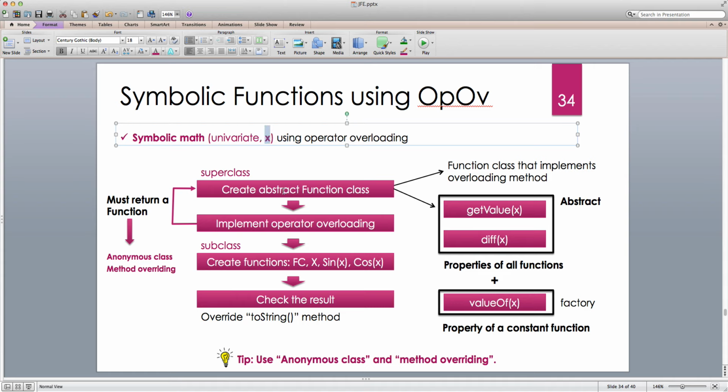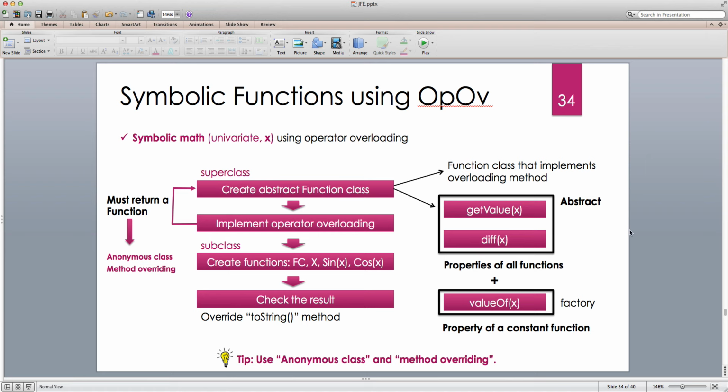So x is basically the basic math function that we define, and it's the identity function. And then all other functions such as constant function, sine, cosine, and other functions are defined as well. And all these specific functions are extending the superclass, which is an abstract function, and the operator overloading behavior is defined in this abstract function.